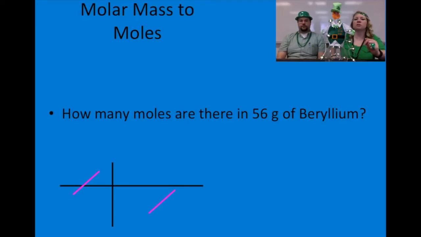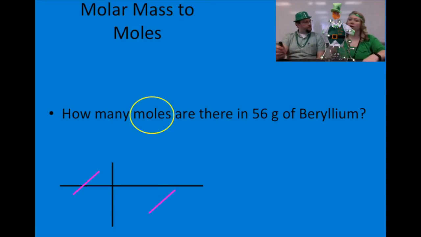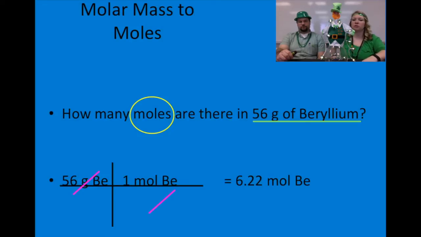It says, how many moles are there in 56 grams of beryllium? Again, we want to circle our unknown, and we're going to underline our known. Then, of course, we take our known and we place it into the first spot in the T-chart, which was 56 grams of beryllium. I do my T, and then on the bottom, I look up beryllium on the periodic table, and I know that it's 9 grams for every 1 mole.